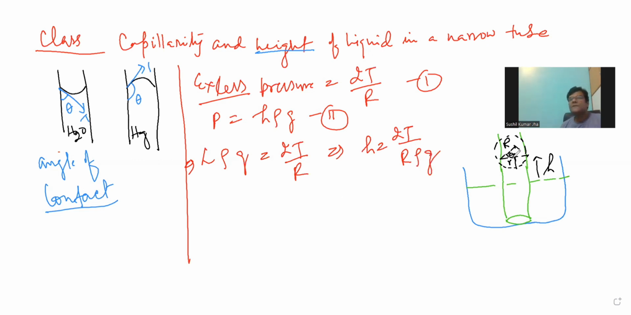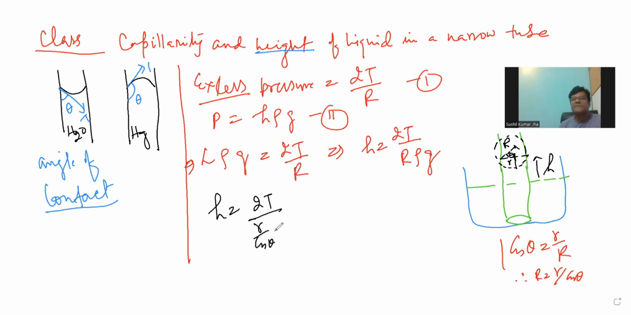Now from the diagram, if you take cos theta, base by hypotenuse, so small r upon capital R, which means capital R can be small r by cos theta. And therefore, we modify it like h is equal to 2T upon, for capital R, small r upon cos theta, into rho g as it is. So it becomes 2T cos theta divided by r rho g. This becomes our formula.